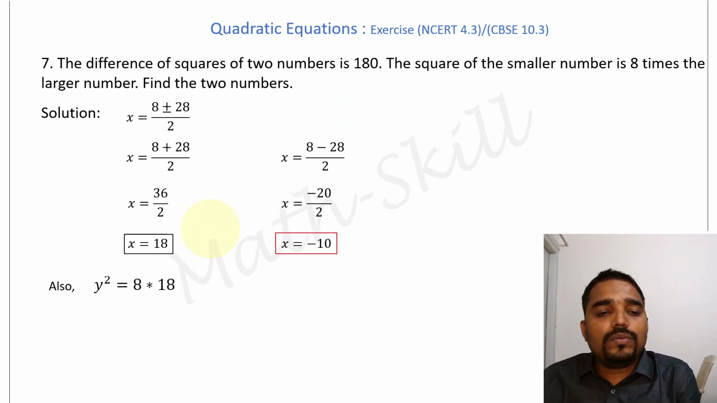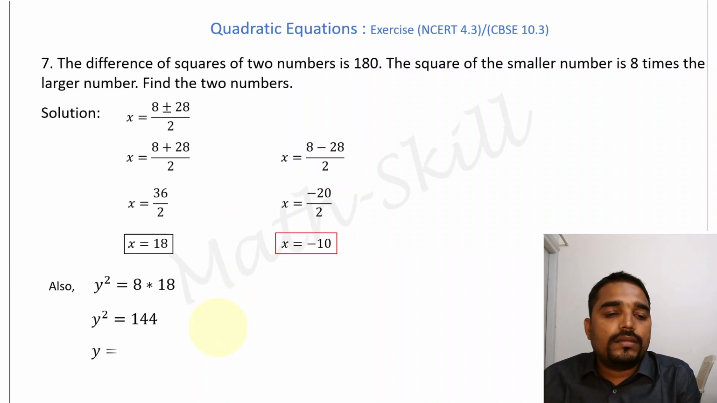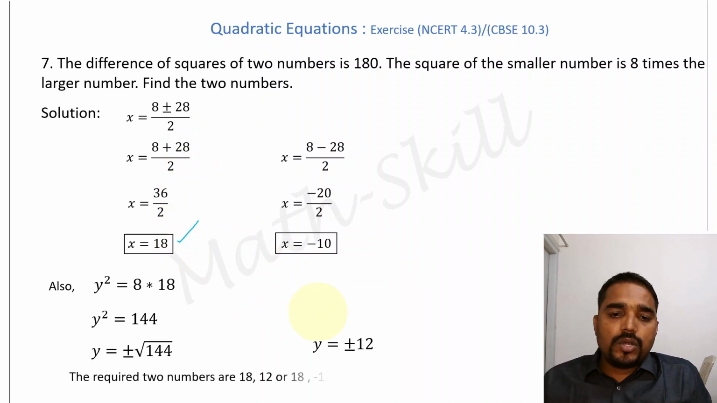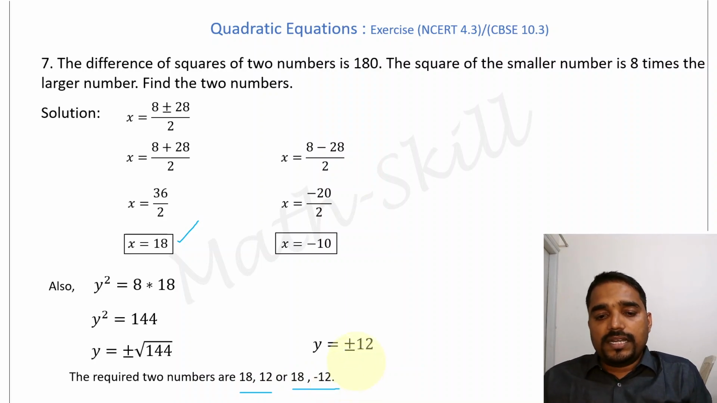So y square is equal to 8 into 18, or y square is equal to 144. Therefore, y is equal to plus or minus square root of 144, or y is equal to plus or minus 12, which means the required two numbers are either 18 comma plus 12 or 18 comma minus 12. That is, 18 comma plus 12 and 18 comma minus 12 are the set of numbers which are required, satisfying both the conditions.